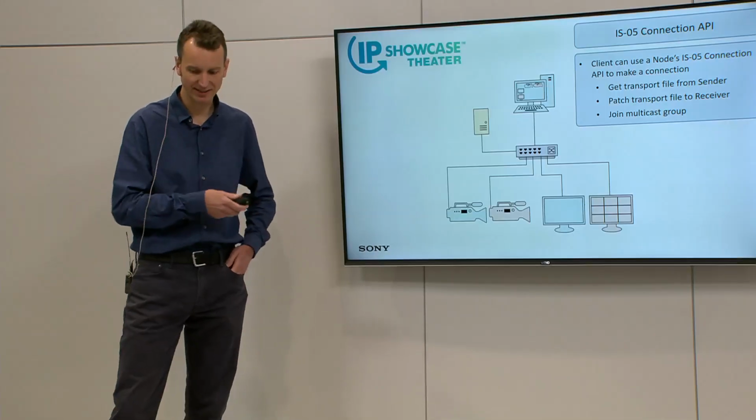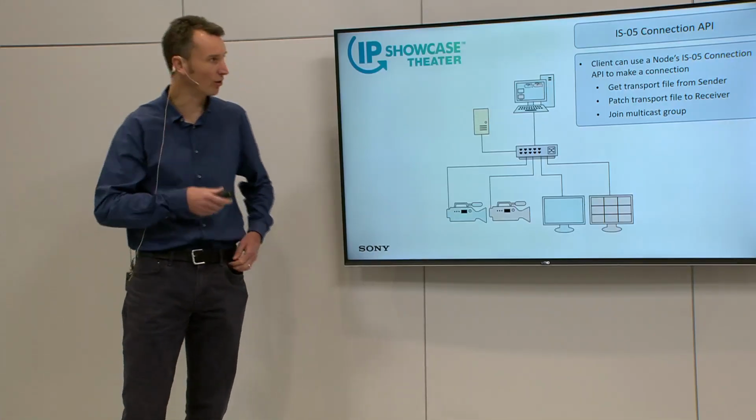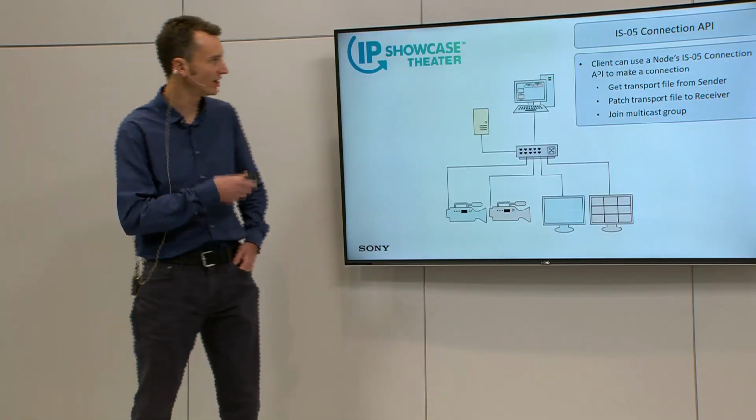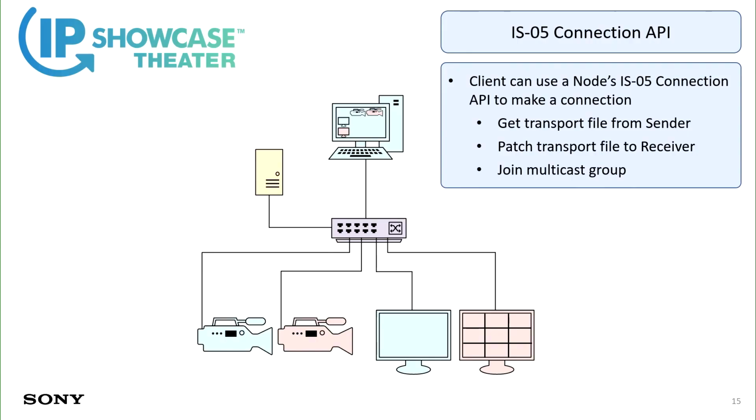Okay, now moving on to IS-05. Whereas IS-04 was for discovery and registration, IS-05 is for connection management. This is used by the client to make connections between the nodes. So it already has all the information it needs from the registry. So the processes that are carried out with the connection API are between the client and the media nodes.